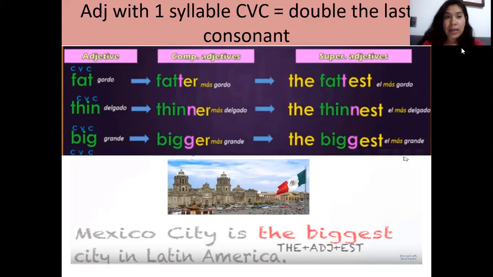And we have big. In comparative, we say bigger with double G. And in the superlative, we say the biggest. One more example. Mexico City is the biggest city in Latin America.